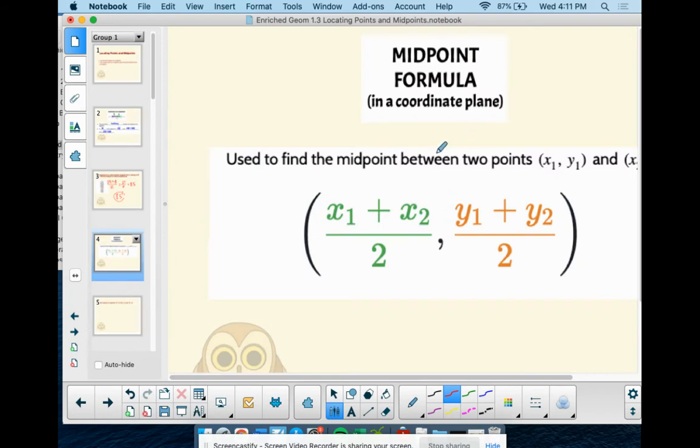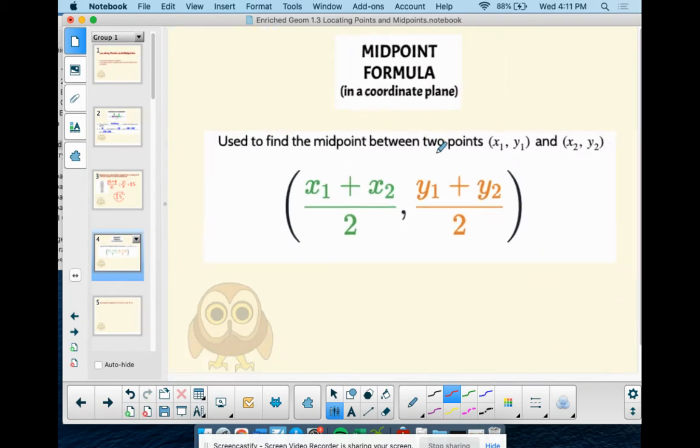We have something called the midpoint formula, which you will use often. This is specifically talking about if you're on a coordinate grid, like an XY chart. So you're going to be given 2 sets of ordered pairs, and based on that, you're going to plug them into your formula, right?